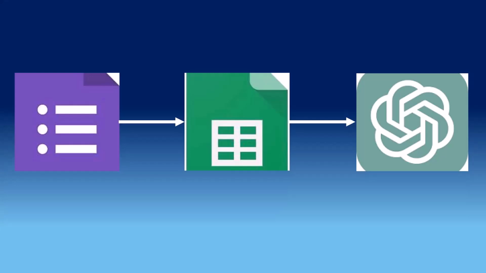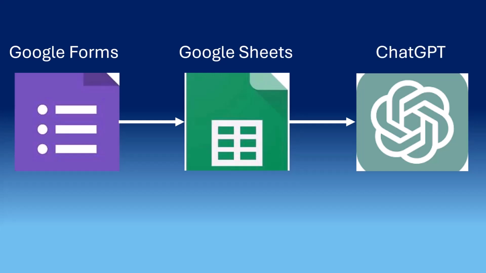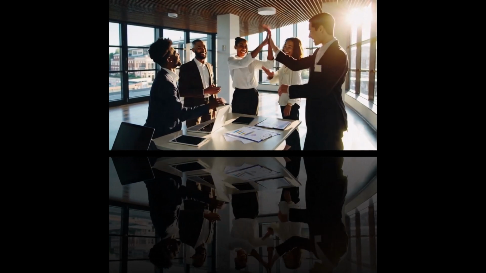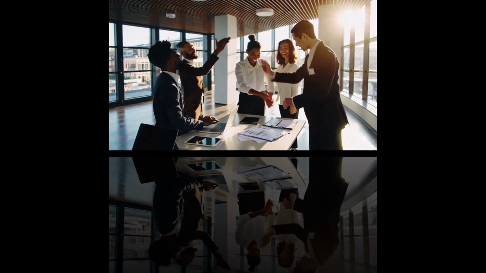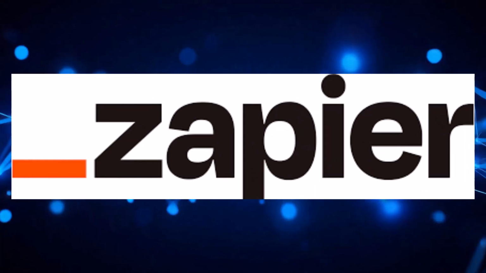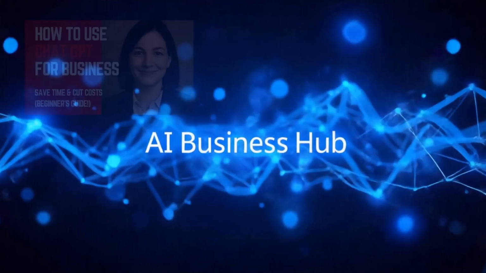For those who missed our previous video, here's a quick recap. We created a Google form that collects customer inquiries and stores responses in a Google Sheet. Then we connected that sheet to ChatGPT to generate personalized email responses based on the customer's question. This system already saves hours of work, but today we're making it completely hands-off by adding Zapier to the mix. If you want the full setup, check out our previous video linked in the description.